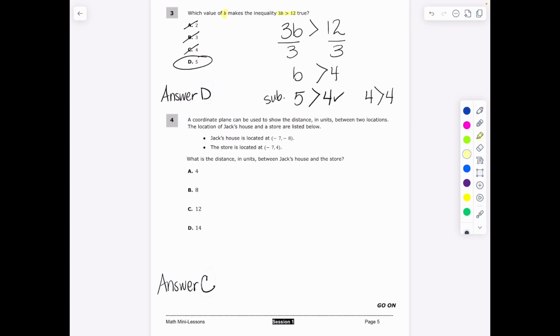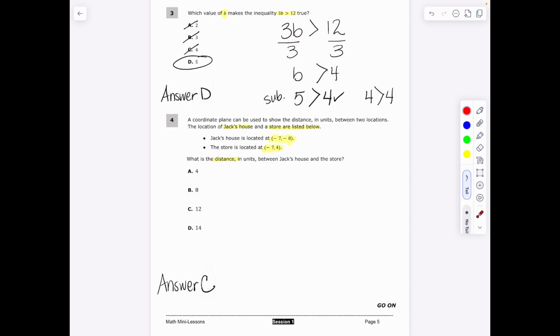A coordinate plane can be used to show the distance in units between two locations. The location of Jack's house and the store are listed below. So his house is at -7, -8, and the store is at -7, 4. And I want to know what is the distance. So luckily, I know this is going to be in a straight line. How do I know? Because they're both at -7.